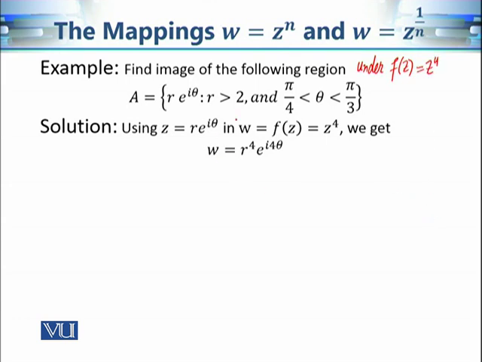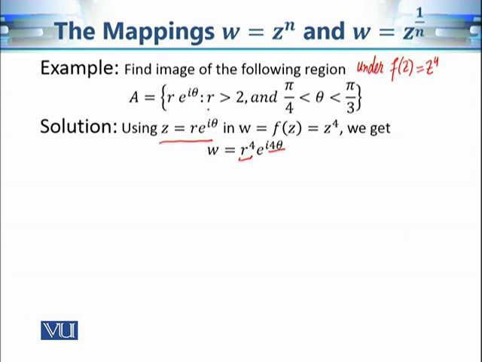Now if we want to calculate that, once again we are going to use the exponential form, which when we apply this mapping becomes r raised to power 4 e raised to power i 4 theta. If we want to know the image of A under this map f, we want to know what will happen with the modulus and the argument of a complex number. We can observe that the modulus will be raised to the power 4, and the argument will be multiplied by a factor of 4. So what will be the effect?